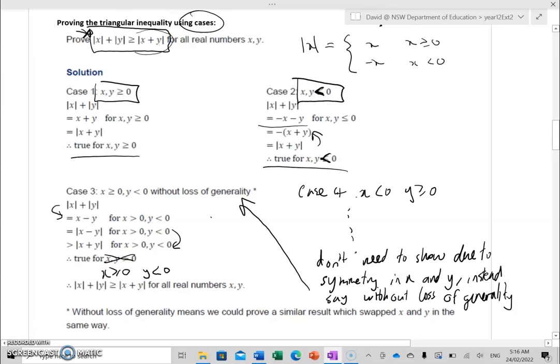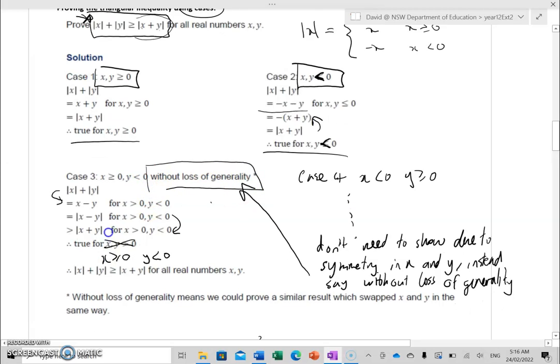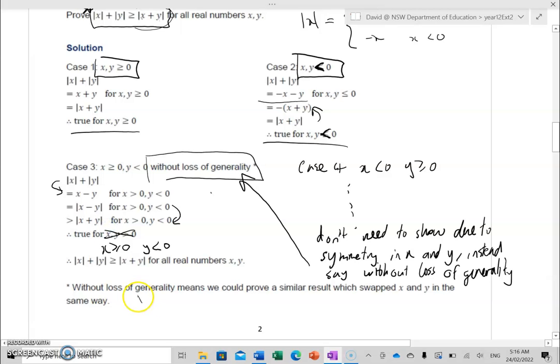And when you've got this sort of symmetry, when you switch two variables and it's still the same, you're just going to be repeating the same thing, just switching x and y, so it's pretty pointless. So what we do is we write the phrase "without loss of generality". This is a way to reduce the cases when there is symmetry.